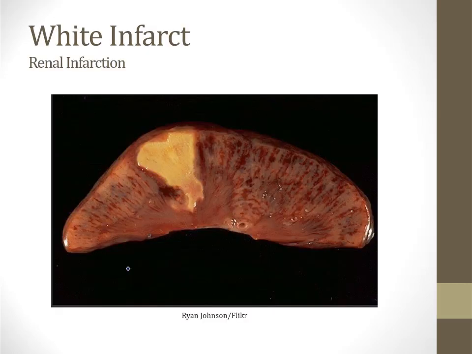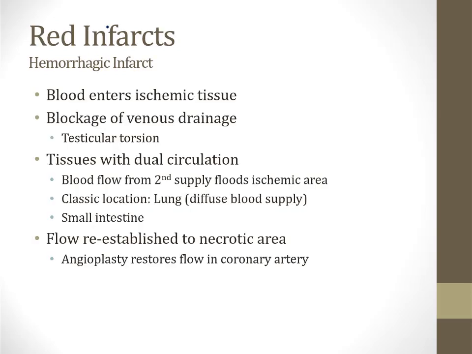And this is a picture of a kidney that has suffered a renal infarction, and you can see that there's this white area. That's a white infarct. It's caused by ischemic necrosis. The second type of infarction is called a red infarct or a hemorrhagic infarct, and this is much less common than the white infarctions. In a red infarct, you still have ischemic necrosis, so cells are dying from ischemia. However, some blood is able to enter the ischemic tissue and give the tissue a red color, and that's why these are red infarcts, not white.